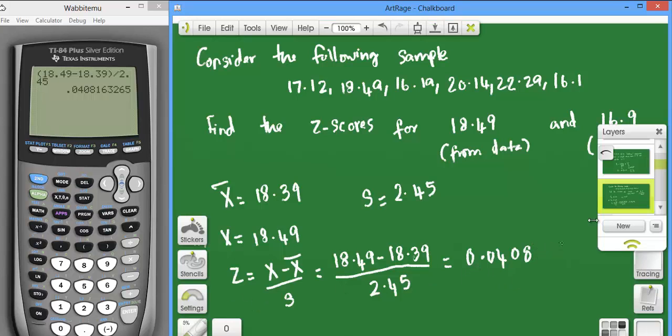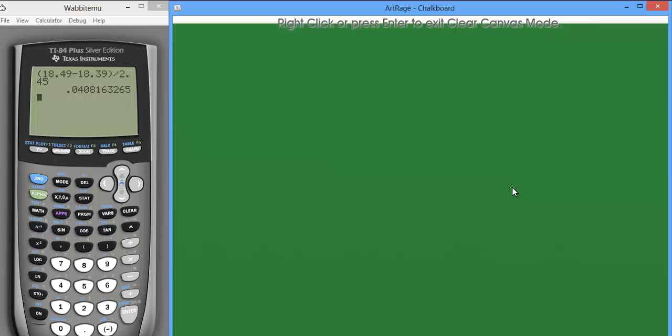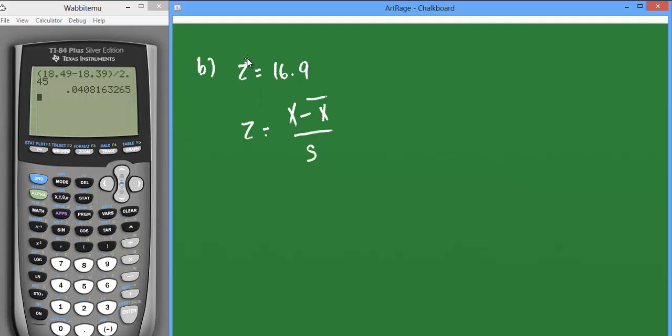So the next observation we have is 16.9. We can use the same process to find the z-score of 16.9. So, second case, use the same formula, x minus x bar divided by s, it's nothing but z. That is, x is 16.9. So you have 16.9 minus 18.39, which is the mean, divided by the standard deviation 2.45.